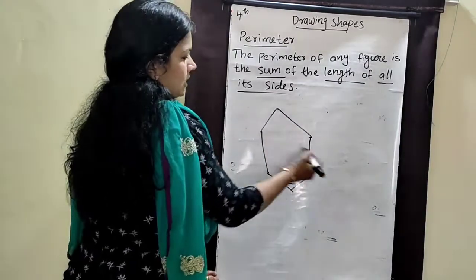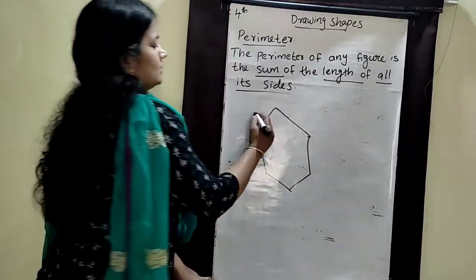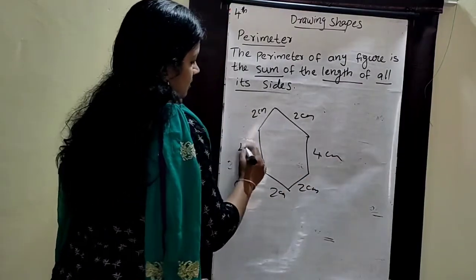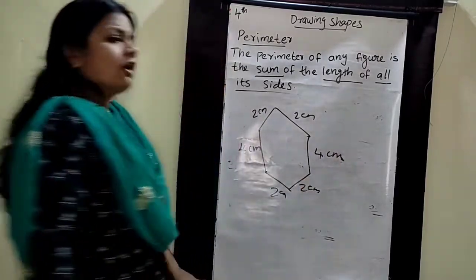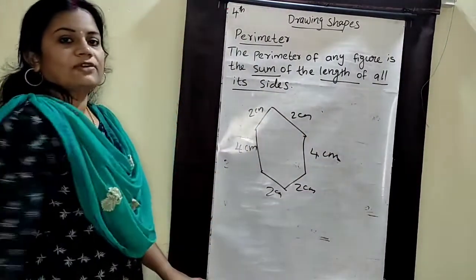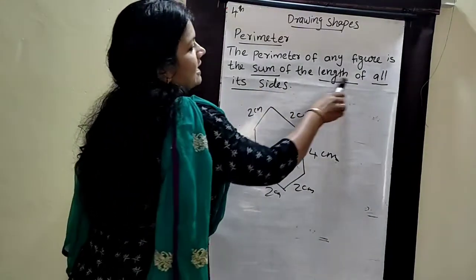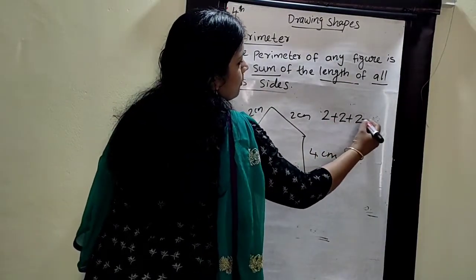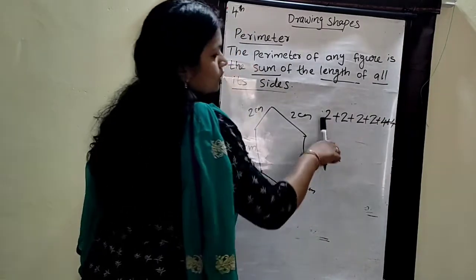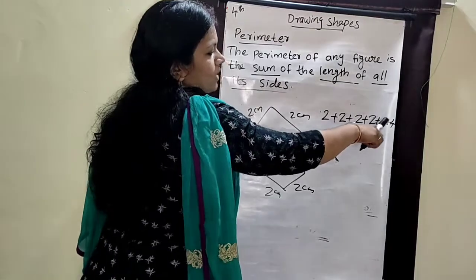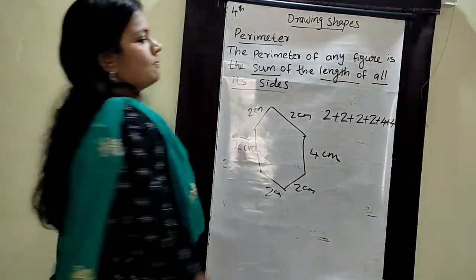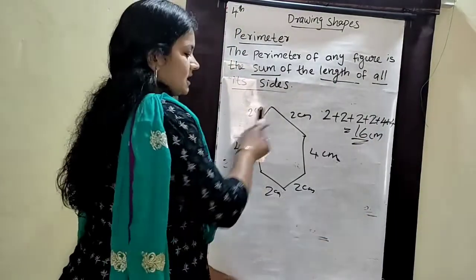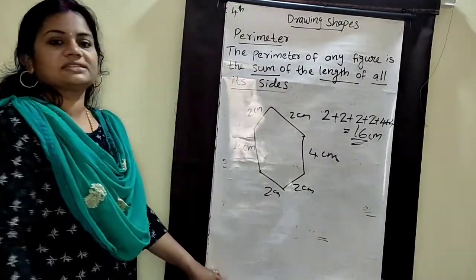How many sides does this have? 1, 2, 3, 4, 5, 6. This figure is a hexagon. The sides are 2 cm, 2 cm, 2 cm, 2 cm, 4 cm, 4 cm. How do we find the perimeter of this figure? We already studied that the perimeter is the sum of the length of all its sides. So add all the lengths: 2 plus 2 plus 2 plus 2 plus 4 plus 4. 2 plus 2 is 4. 4 plus 2 is 6. 6 plus 2 is 8. 8 plus 4 is 12. 12 plus 4 is 16. So the perimeter of the hexagon, which has 6 sides, is 16 centimeters.